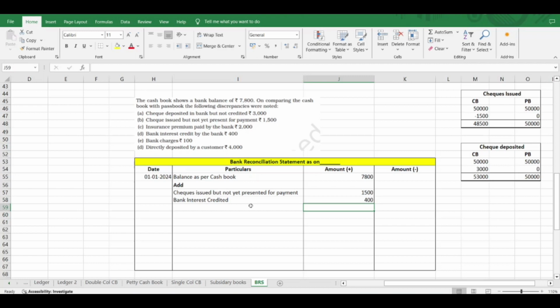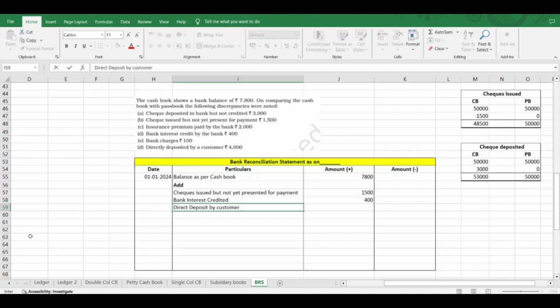Next, direct deposit by customer. Direct deposit by customer is an increase in our balance in the passbook where there is no entry found in our cash book. So we will add this entry here, direct deposit by customer, rupees 4,000. Now we will deduct the transactions.